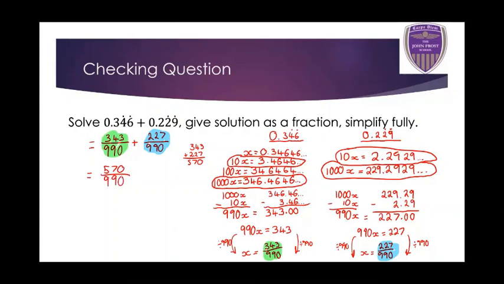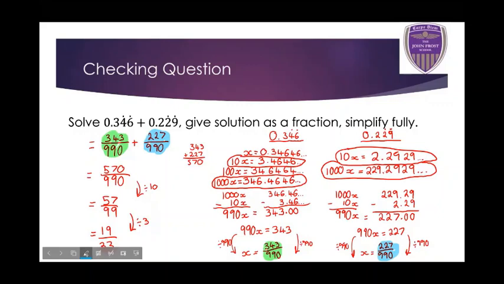And I can also see fairly easily, I can divide these both by 10. So that will be 57 over 99. And I can also divide these by 3. So to do this, I've divided both numbers by 10. And then if I divide them by 3, 57 divided by 3 is 19. 99 divided by 3 is 33. So the answer to 0.346 recurring, add 0.229 recurring, is 19 over 33.